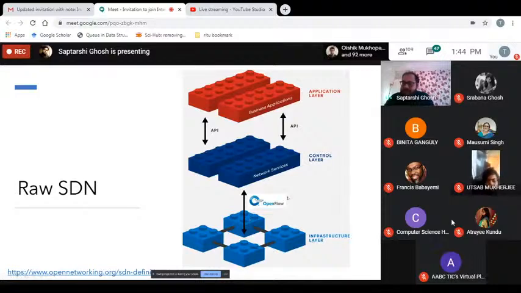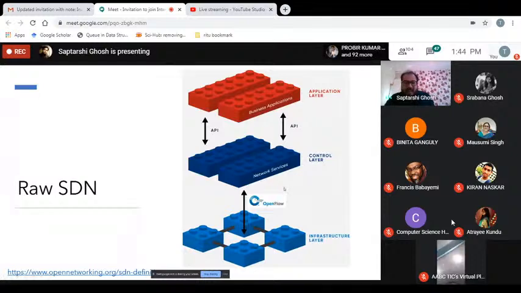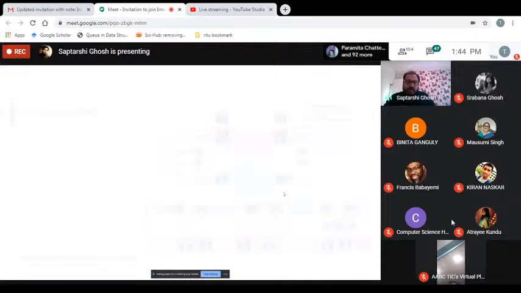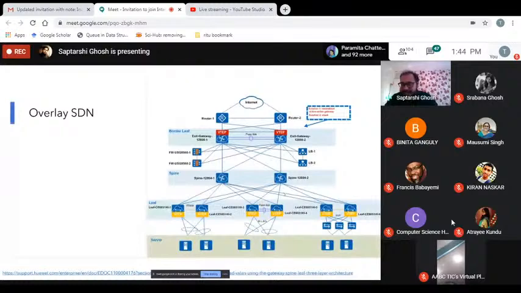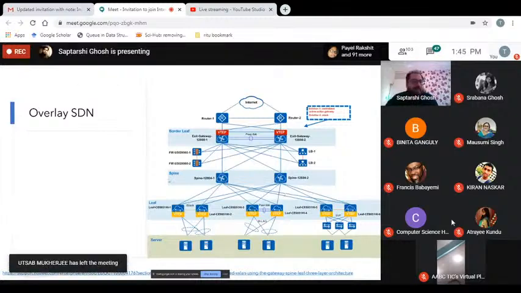Now, this became competitive to one of the giants in the IT industry called VMware. When VMware saw that these were competing, what they did was buy the company. And they relaunched it as the VMware Overlay SDN, what we now know as VMware NSX. How does the Overlay SDN differ? Remember, I mentioned that the industry didn't accept the raw SDN. Something changed afterwards.